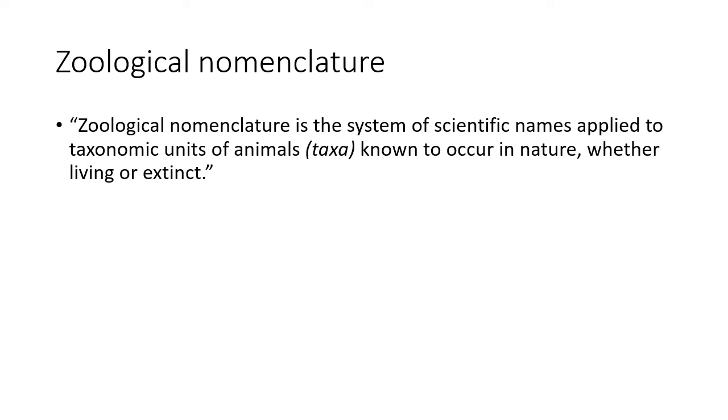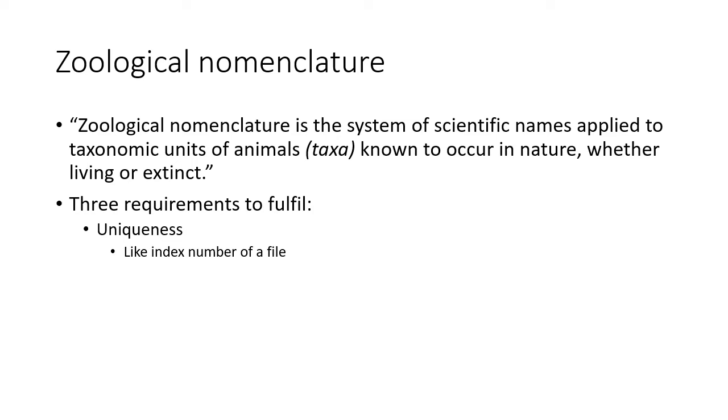Zoological nomenclature is the system of scientific names applied to taxonomic units of animal known to occur in nature, either living or extinct. Now there are three requirements that this nomenclature has to fulfill. One is that the name has to be unique. So it should be like the index number of a file.